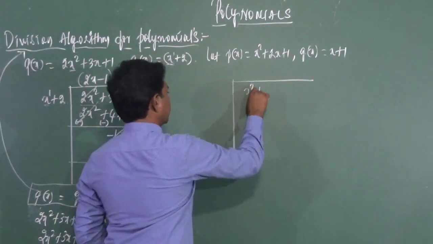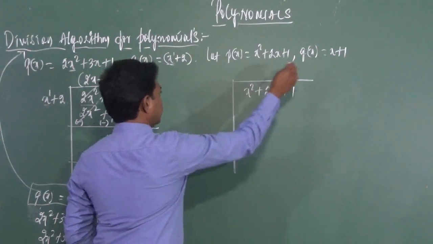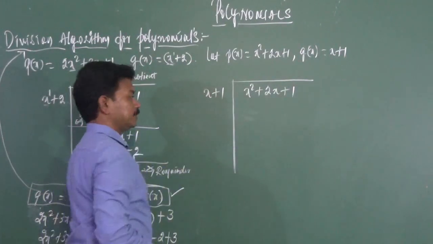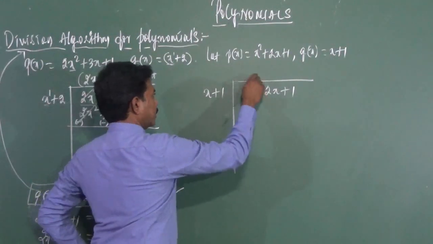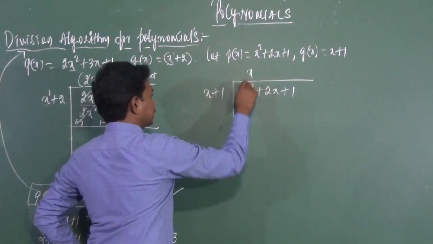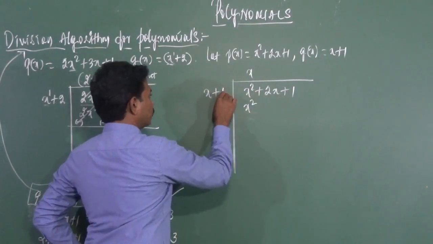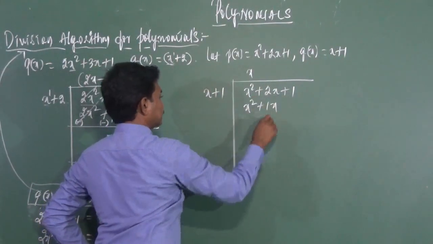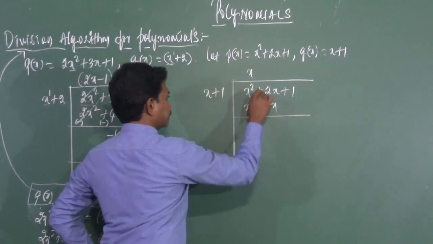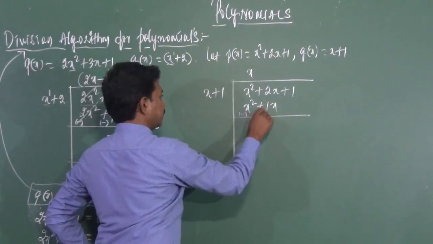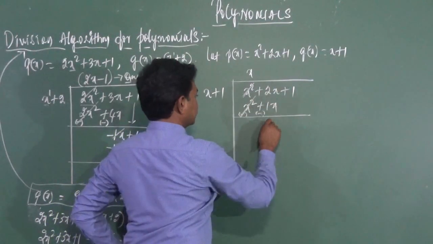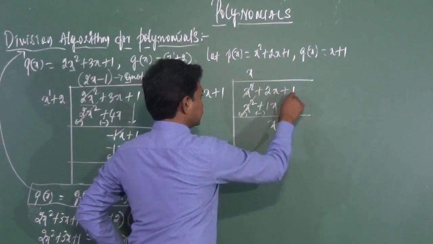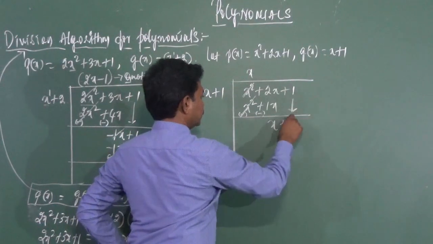So it is x square plus 2x plus 1 and the divisor is x plus 1. So now x into what gives you x square? It is x. X into x is x square, plus 1 into x is plus 1x. So let us subtract this from this. So sign changes for every term. Plus x square minus x square cancels. Plus 2x minus 1x is x, plus this comes down, so it is x plus 1.